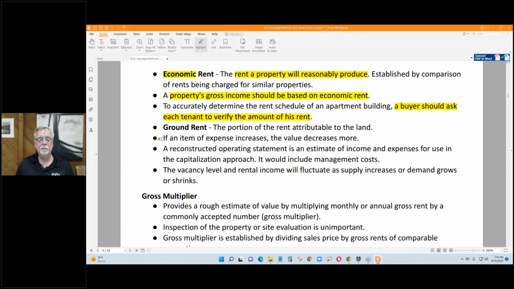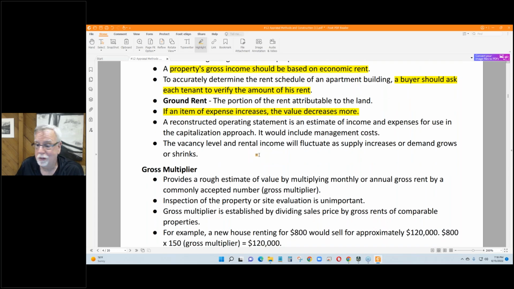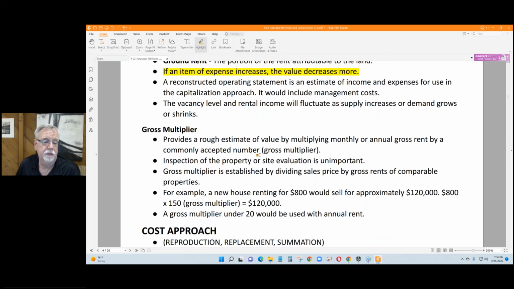Ground rent, and if an item of expenses increases, the value decreases more. Just a line on the state exam. And that's because of the rate. So if it's a 10% cap rate, it's basically telling you that there is a 10 times effect, right? Every dollar of income is worth $10 of value. So if an expense goes up by $5,000, the loss of income translates into $50,000 in terms of the loss of value. You might want to look at a reconstructed operating statement to determine what income is really being made, and vacancy levels can fluctuate.